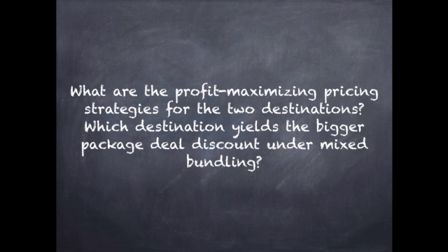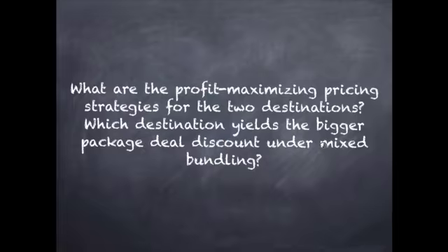The table shows reservation prices for a weekend holiday for the 2 destinations for 3 customers. We assume that both hotels and aircraft have excess capacity so that the marginal cost of one or more customers is 0. What are the profit maximizing pricing strategies for the 2 destinations? Which destination yields the bigger package deal discount under mixed bundling?